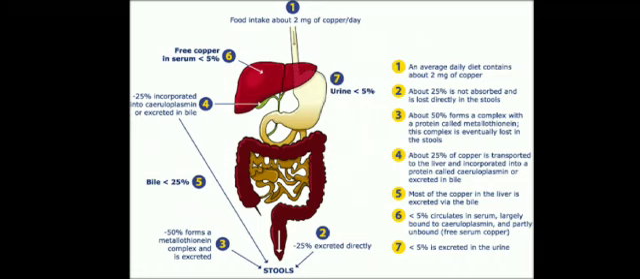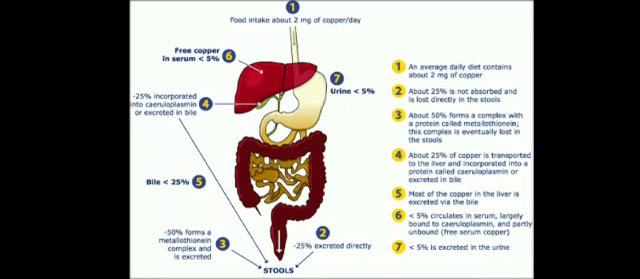Now let us see the metabolism of copper that we take in through our food. The daily requirement is 1.5 to 3 milligram. Taking its average to be 2 milligram, that much copper is taken by us through the food. Let us see what happens to it.